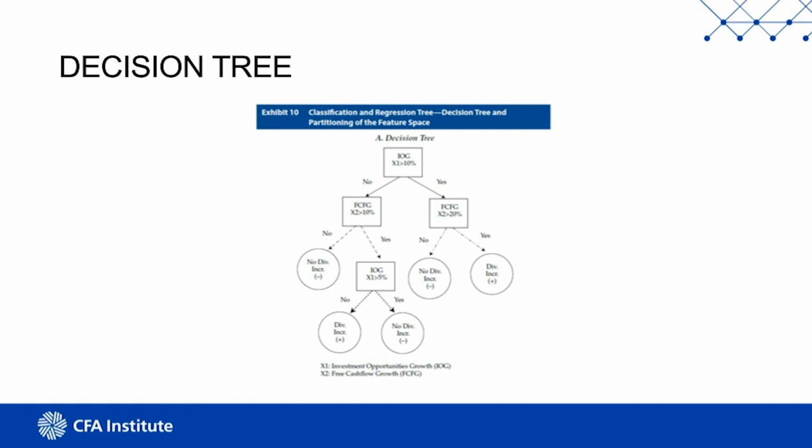So here's an example where we have 2 kinds of variables, investment opportunities growth and free cash flow growth as the features. And it, first of all, splits by the investment opportunities based on a particular threshold, here 10%, yes or no, and then it subdivides and subdivides. And it uses a method to identify at each step which is the most useful variable to split things by, and which is the best place to do that split.